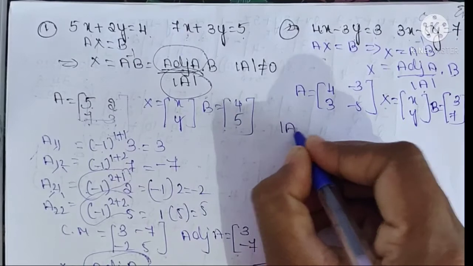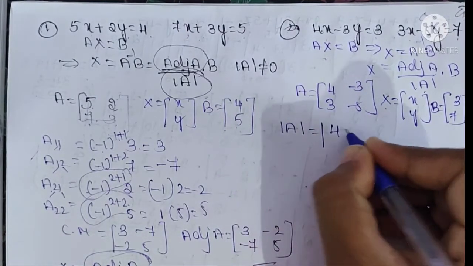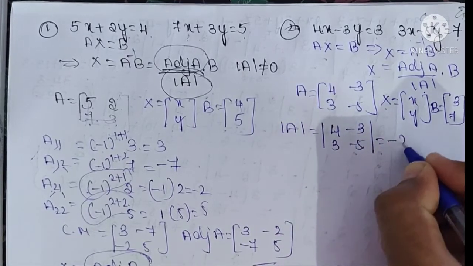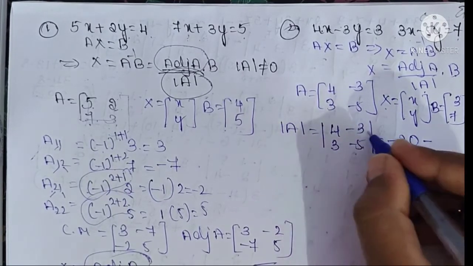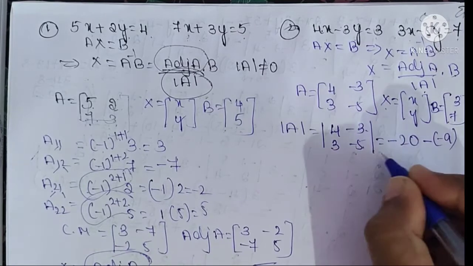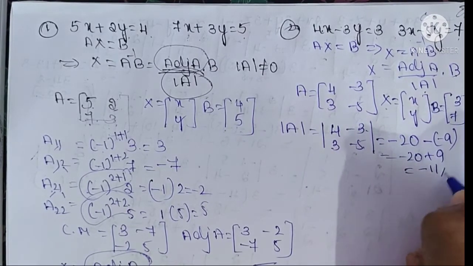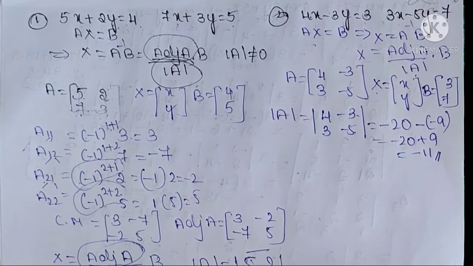Now the determinant of A value. Determinant of A is 4, minus 3, 3, minus 5. 4 into minus 5 is minus 20, minus 3 into minus 3 is minus 9 subtracted, so minus 20 plus 9, that is minus 11. This is the determinant of A value.